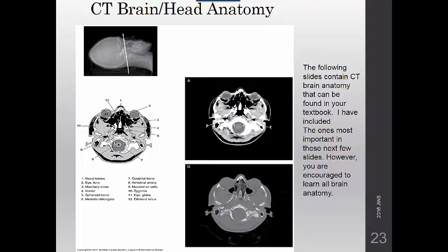I'm just going to play through these slides. You can pick up which ones you need to get out of the book and really study and learn.